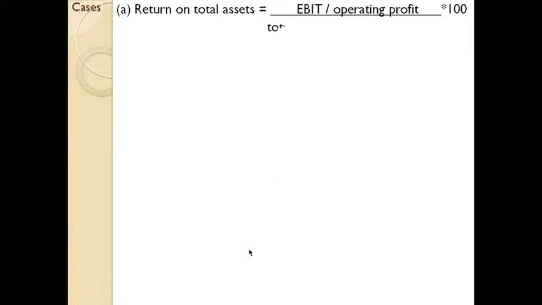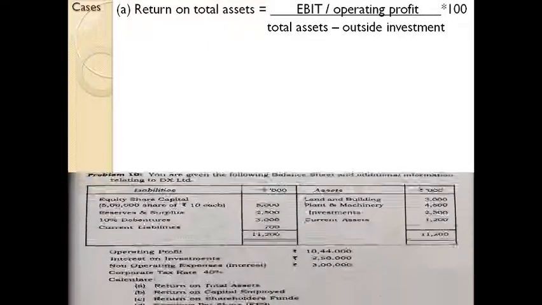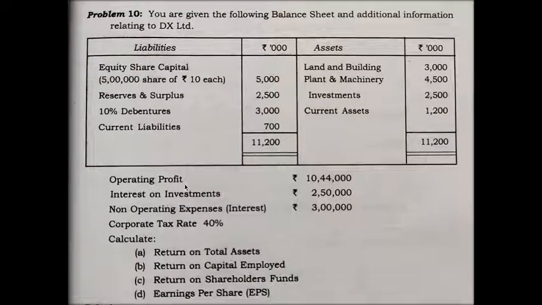So the equation is return on total assets is earnings before interest and tax, otherwise known as operating profit, divided by total assets minus outside investments into 100. This is another equation for finding out the return on total assets. Just note this equation. And in the question, operating profit, or otherwise known as earnings before interest and tax, is already given. Sometimes it may not be given, so you need to find the operating profit.